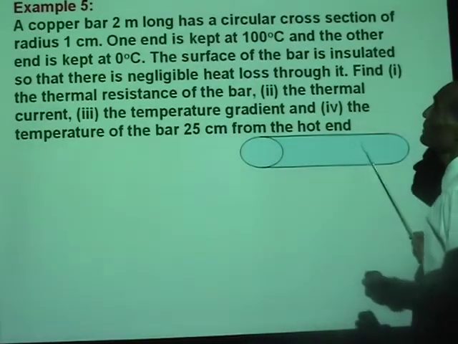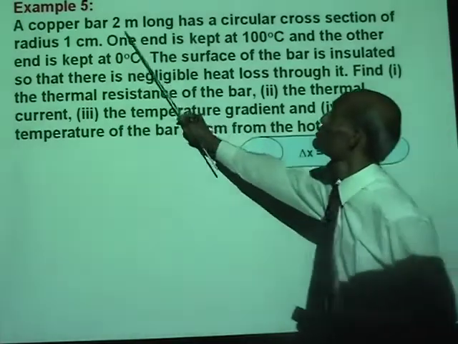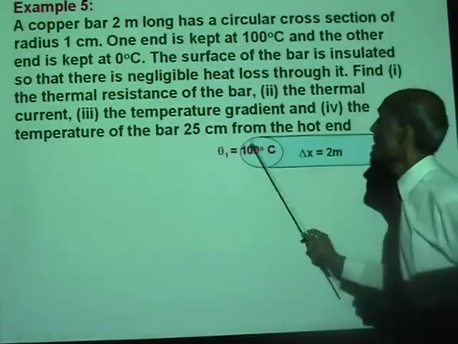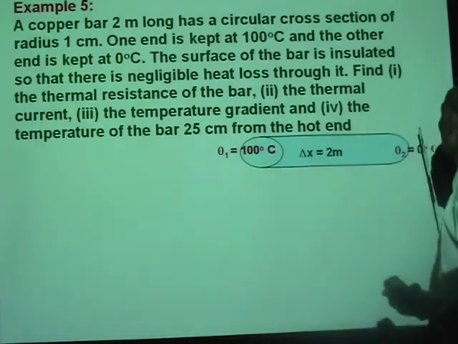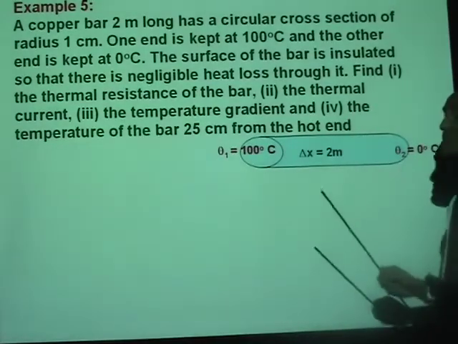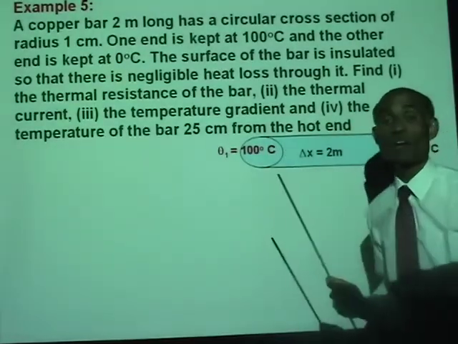Alright, this is the copper bar. Delta X, the length is 2 meter. The temperature at the hot end is 100 degrees Celsius. Temperature at the cold end is 0 degrees Celsius. So that delta theta is 100 Kelvin.